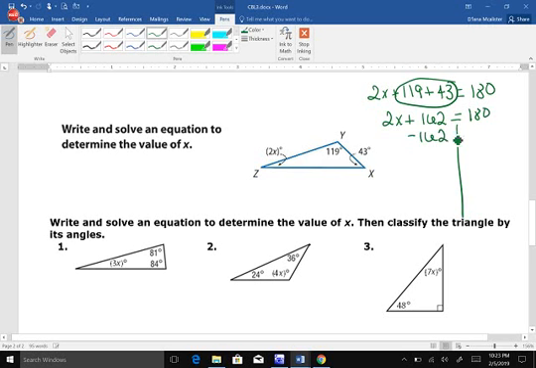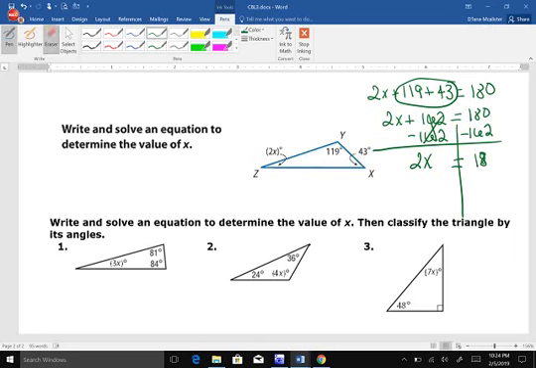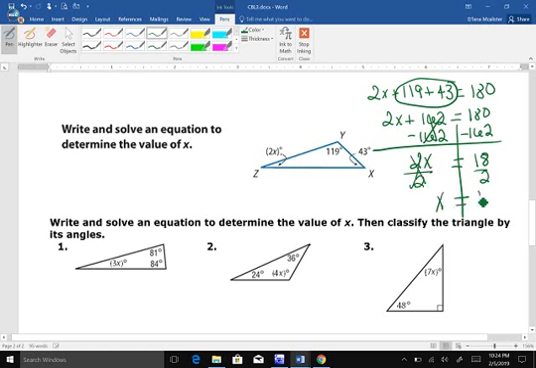I will subtract 162 from each side. And you have 2x equals 18. I can divide both sides of the equation by 2, and x equals 9. Do we have any questions at this time? Let's get a few volunteers to do the following examples.